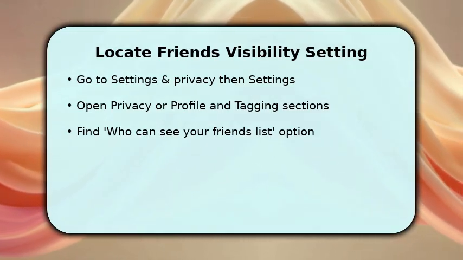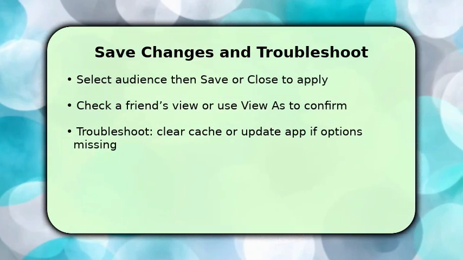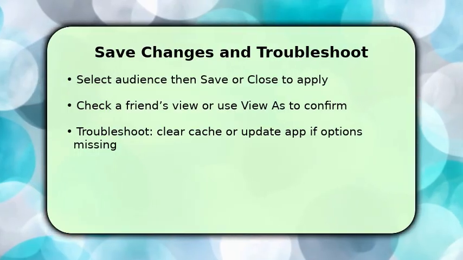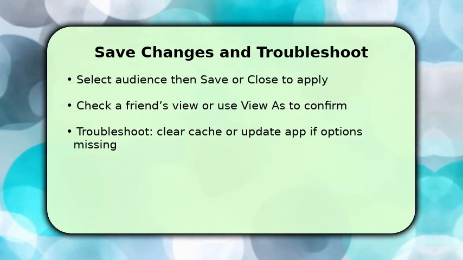Now select the audience you want, Friends, Only Me, or a custom list, and save or close to apply the change. After saving, verify it by using View As or asking a friend to check your profile so you confirm the setting worked.